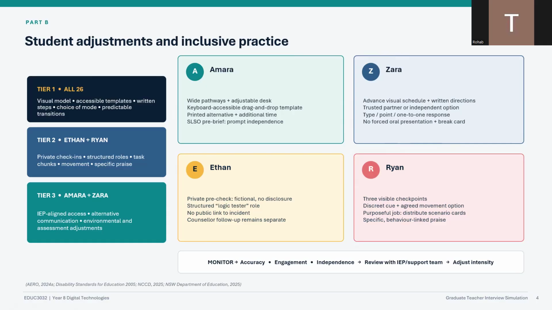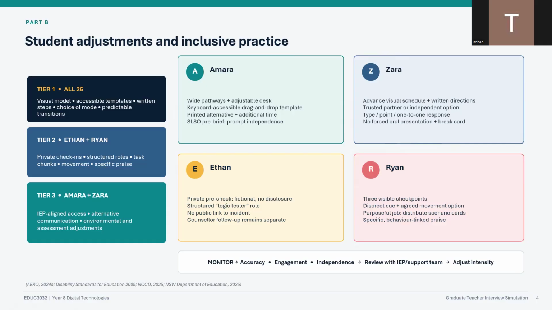And so on for Ryan, the task will be chunked into three visible checkpoints. He would visit where he can use a discrete clue and has an agreed movement option and distributes scenario cards. For example, I will say, Ryan, you tested both branches and kept your partner on task. It's like a small compliment.